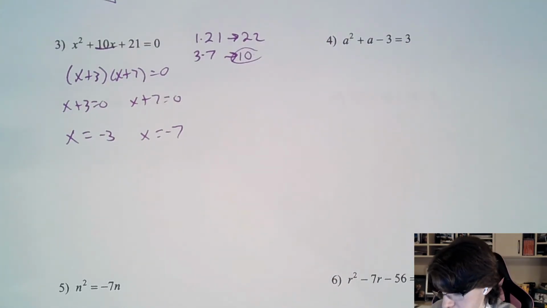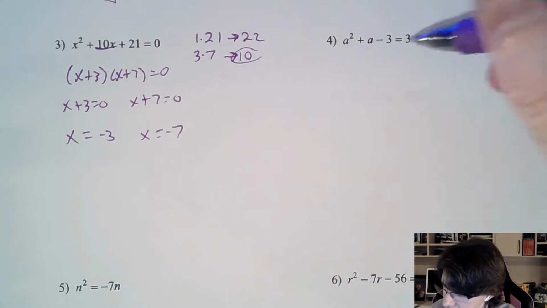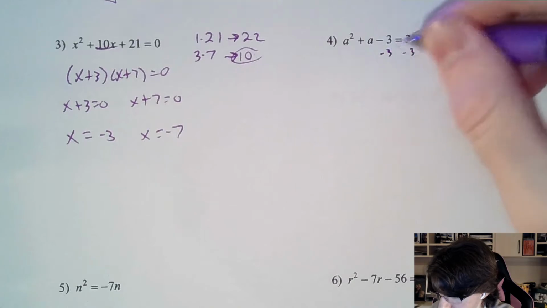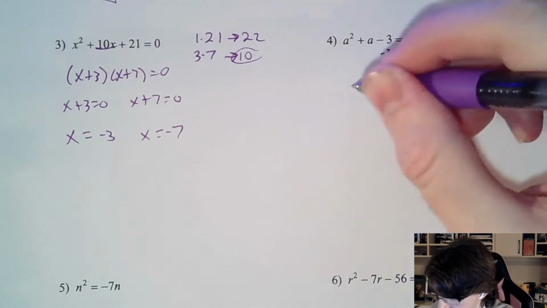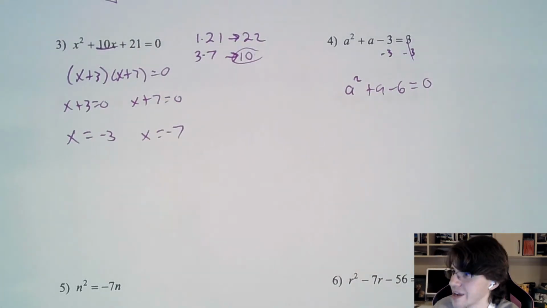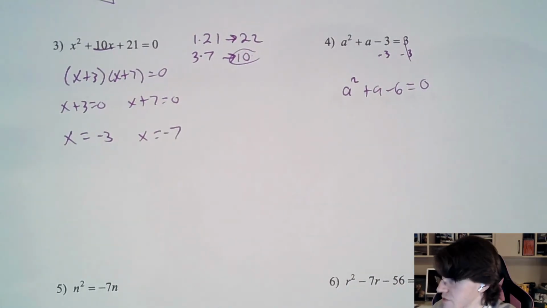Now, number 4 is not quite set up for us yet because we have not got it to equal 0. You can only use the zero product property, the ZPP, if one side equals 0. So we need to start by subtracting 3 on both sides. That is to say we've got to get rid of this on that side. We need to make this a squared plus a minus 6 is equal to 0. And now it equals 0, so we can factor.